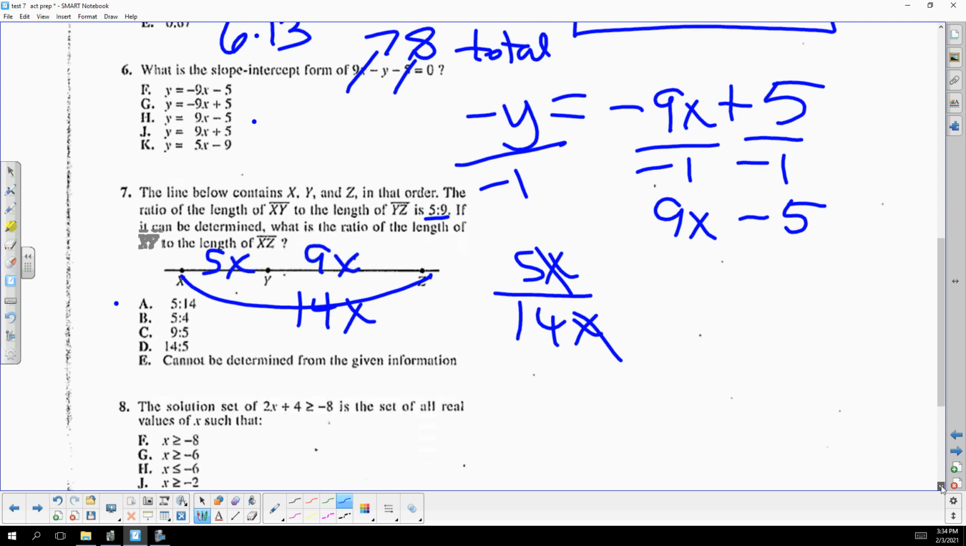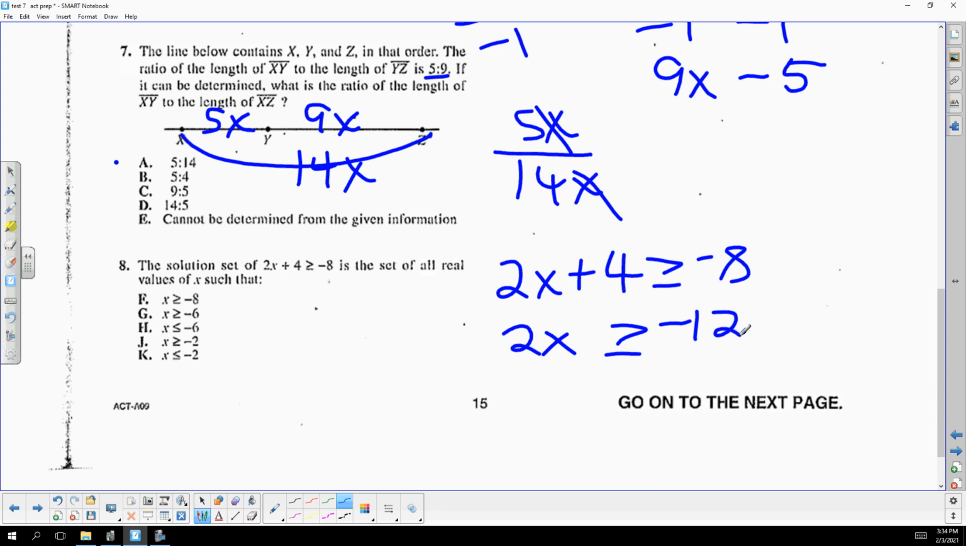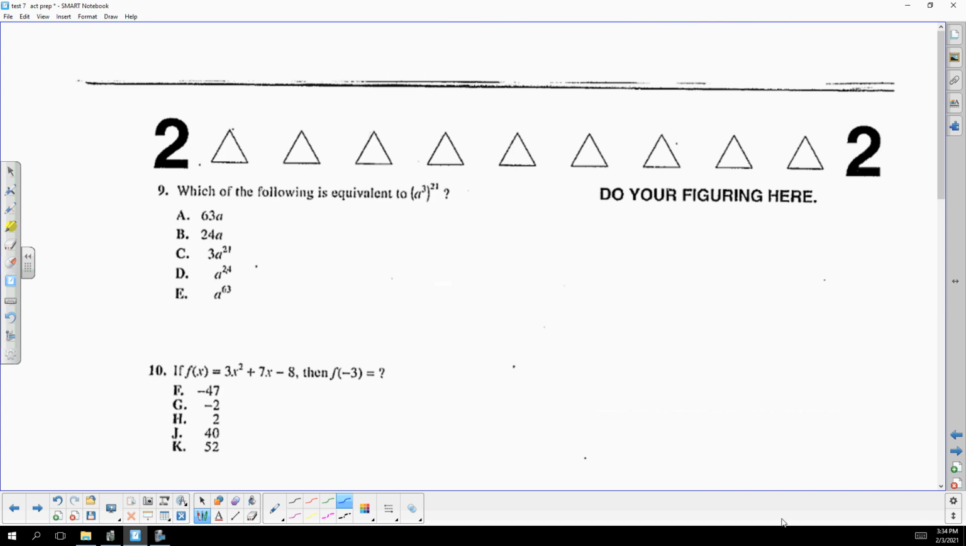This is just solving. You could use equation solver, but you really just have to subtract 4 and divide by 2. So that would be x is greater than -6. We don't switch the arrow unless we divide by a negative, which we certainly didn't do there. Answer G. Power to a power, you multiply. So it's 3 times 21, 63.